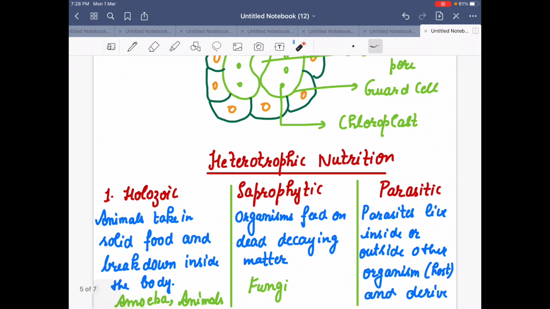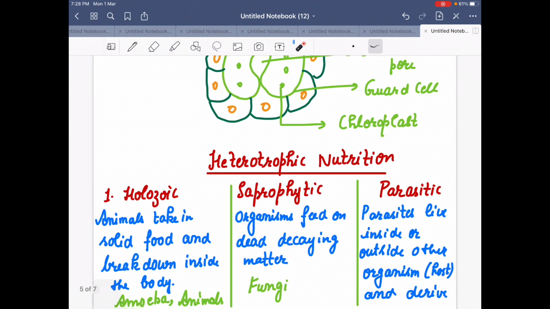Now, this was all about what you need to understand about autotrophic nutrition. Now we are moving to heterotrophic nutrition. Heterotrophic nutrition can be holozoic, saprophytic, or parasitic. Bacha, the three have very different meanings.